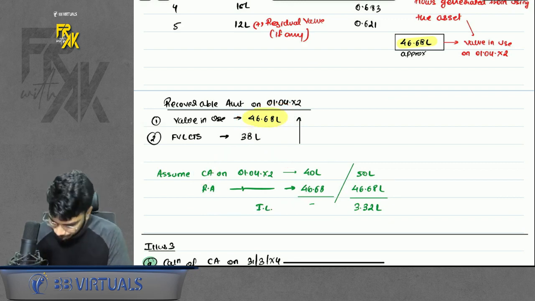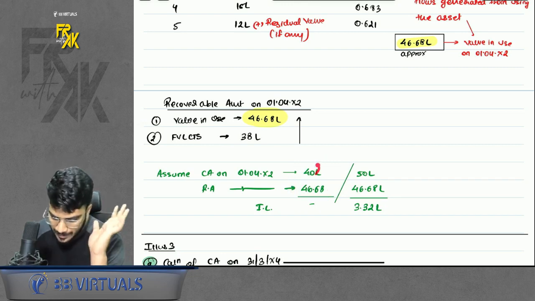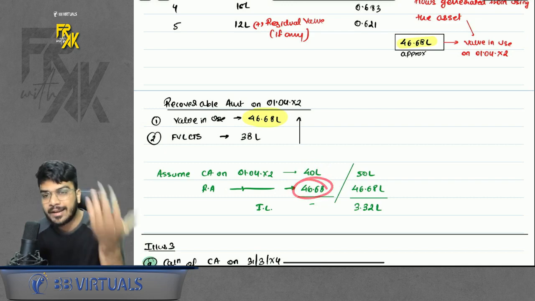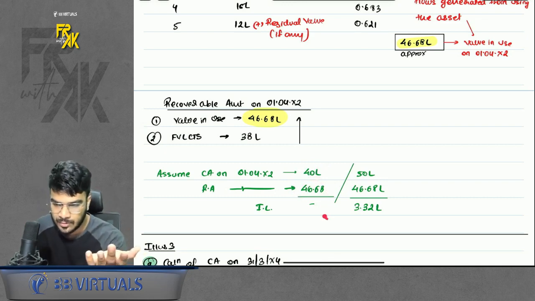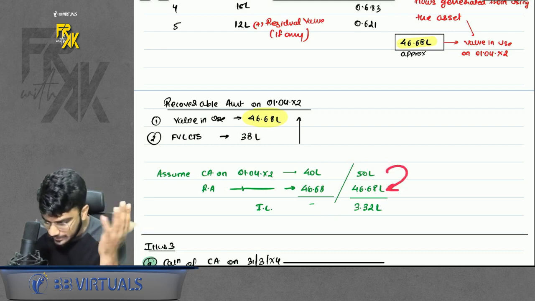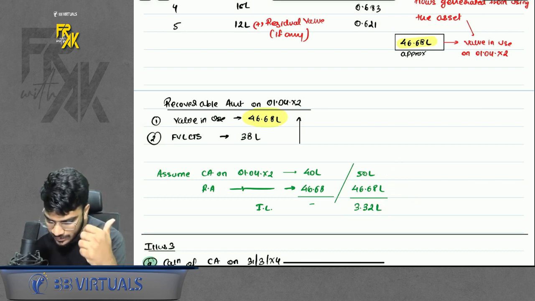In this case, is my asset impaired? How do I come to know the impairment? See, my carrying amount is 40 lakhs, but I am going to recover higher. I will recover extra. So is there any issue? The answer is no. There is no impairment. But if my carrying amount were higher and I recover only this much, then my asset is impaired.